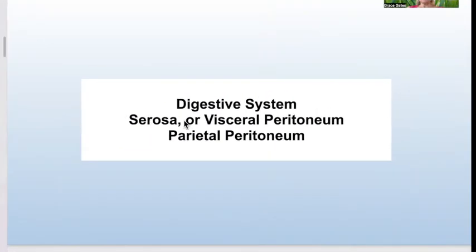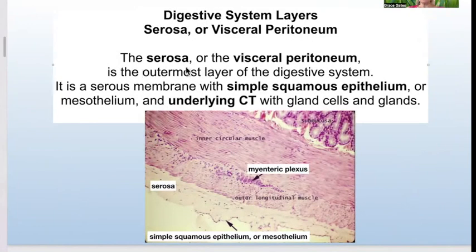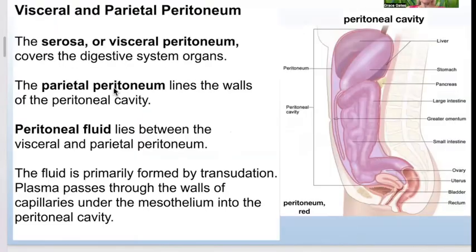Okay, serosa or visceral peritoneum and parietal peritoneum. The serosa, or the visceral peritoneum, is the outermost layer of the digestive system. It is a serous membrane with a simple squamous epithelium, which can also be called the mesothelium, and an underlying connective tissue layer with gland cells and glands. The serosa, or visceral peritoneum, covers the digestive system organs. The parietal peritoneum lines the walls of the peritoneal cavity.